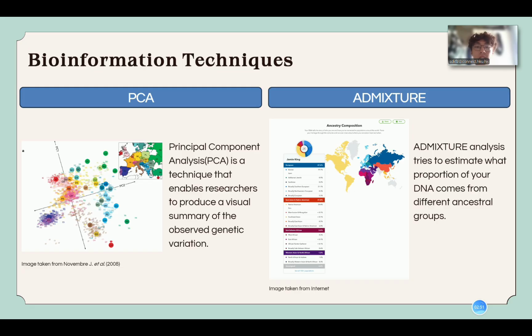The second method is called admixture analysis. This method tries to estimate what proportion of your DNA comes from different ancestral groups. That's how services like 23andMe can say where you are from. For example, you are 30% East Asian and 60% European. These visualizations are simple for users, but rely on complex algorithms and massive reference datasets.